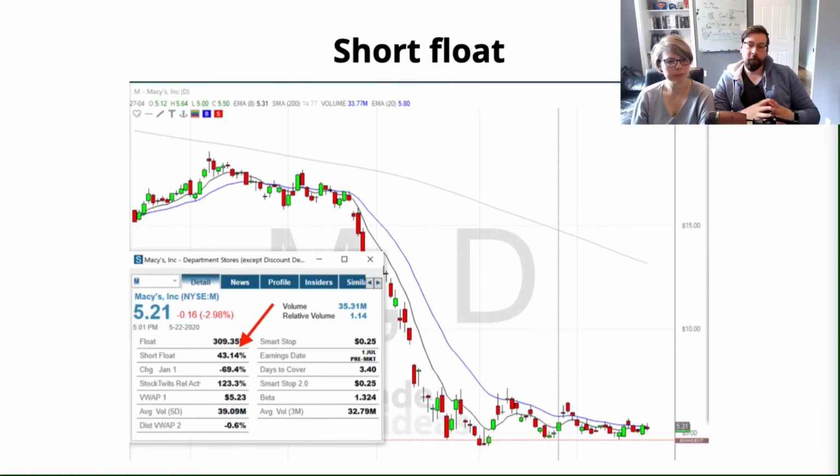Say Macy's launches some wicked product tomorrow, and all of a sudden it's at $5 and goes to $7 or $8. We know there's a huge pent-up demand of people that have to buy. So wouldn't this be a style of trading? Yeah, I do so much of this because I know.